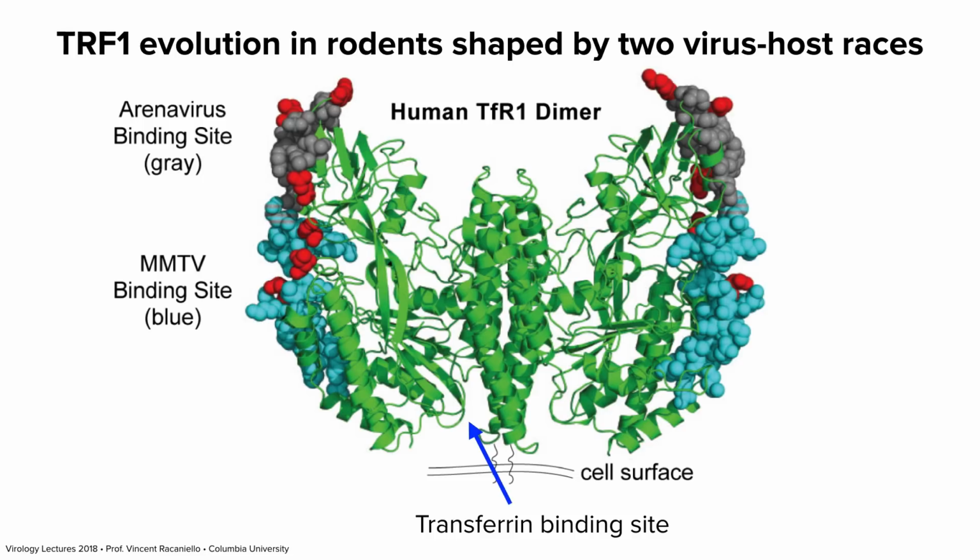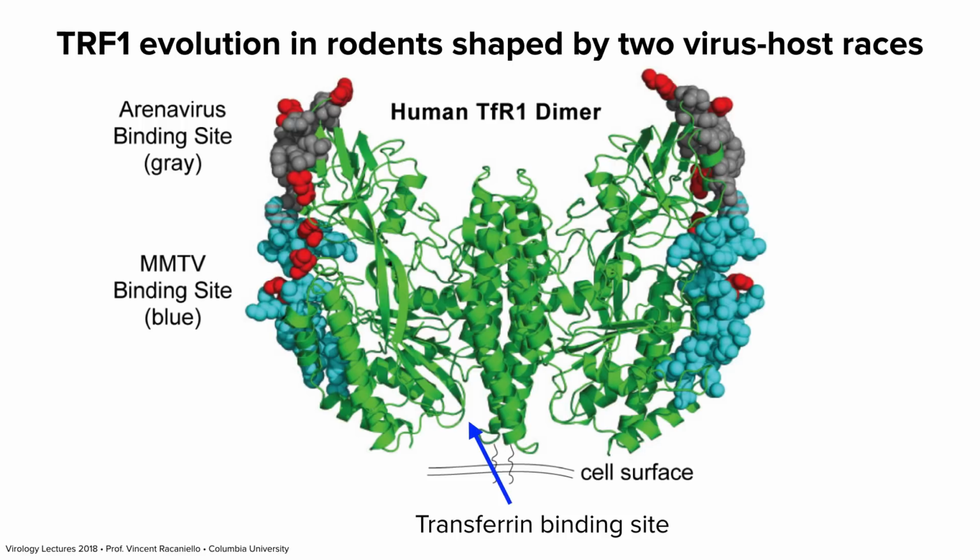Here's one last example of this, which is pretty neat. This is the transferrin receptor. It's a rodent transferrin receptor. Of course, transferrin receptor binds transferrin, which is a protein that carries iron into the cell. It's essential for us. It's on every one of our cells. It also happens to be the receptor for two different mouse viruses, an arenavirus and mouse mammary tumor virus.